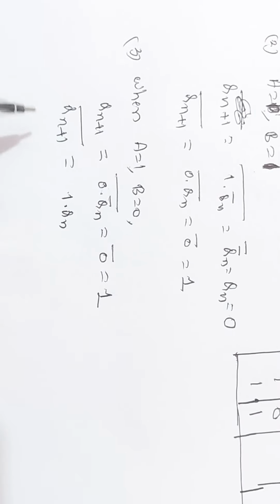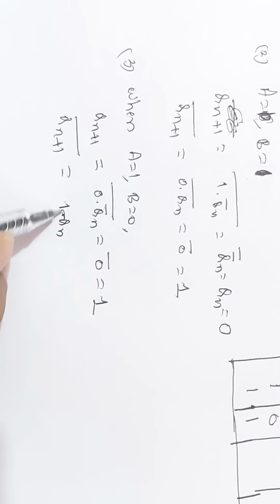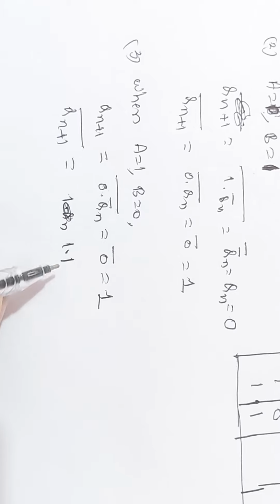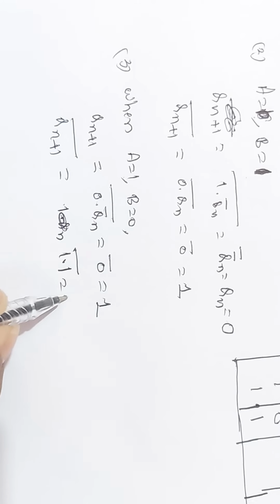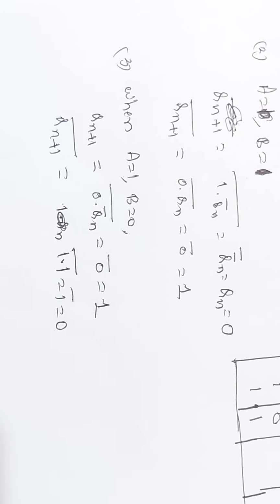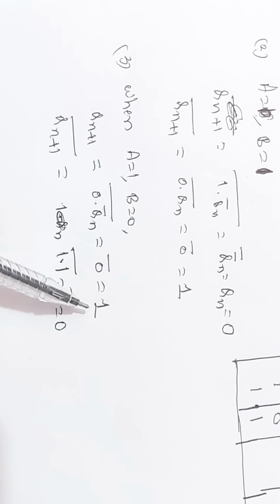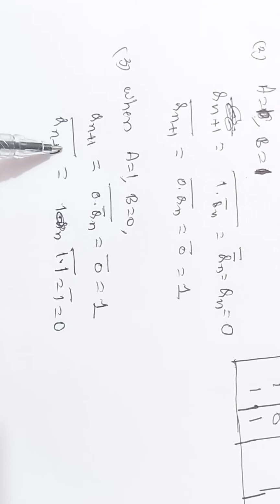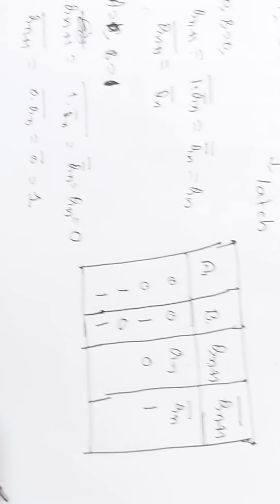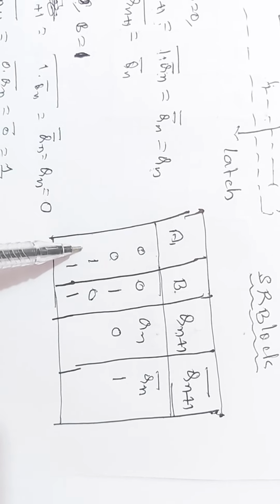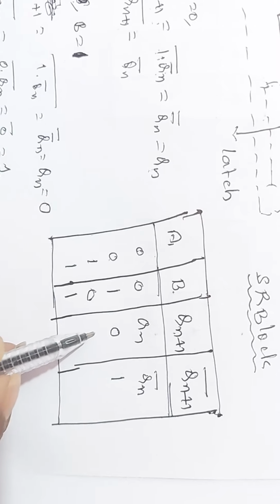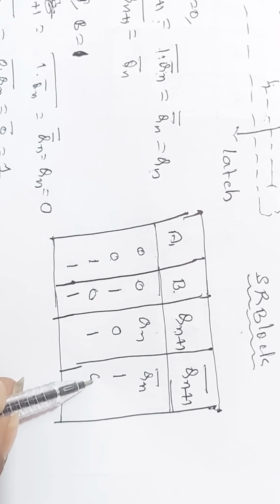I will represent it like this: Qn plus 1 bar is the complement of 1 into 1, which is equal to the complement of 1, which is equal to 0. Therefore, when A equals 1, B equals 0, Qn plus 1 is 1 and Qn plus 1 bar is 0. So, right here, when A equals 1, B equals 0, this is 1 and this is 0.